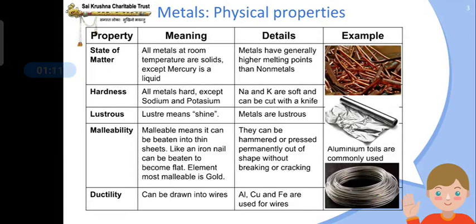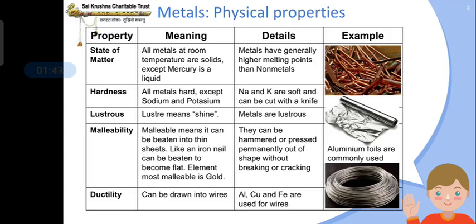Here we have 4 columns: property, meaning, details and examples. The first property is state of matter. All metals at room temperature are solids except mercury, which is a liquid. Usually metals are solids at room temperature. The only liquid metal is mercury. And where do we find mercury? We find mercury in thermometers, right? You all have seen that.